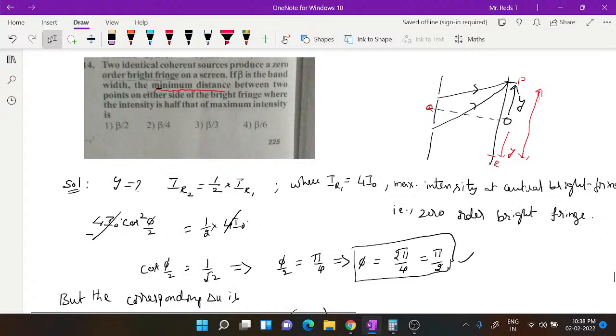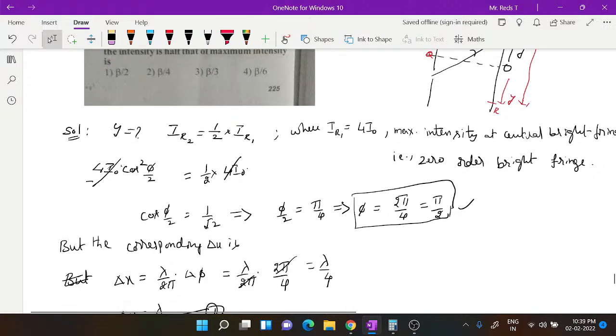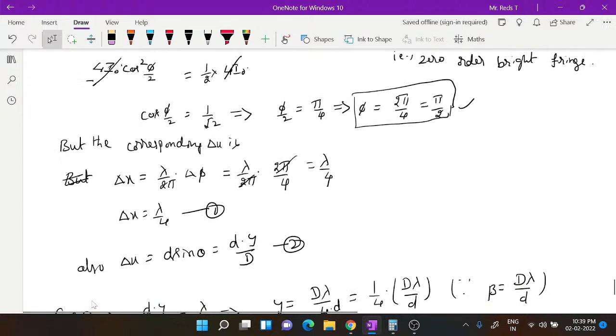Then the next point is you are asked to find the distance. So you have to consider a relation which has a distance term. Here we don't have any distance term, so for that purpose, let us consider the corresponding path difference. The relation between phase difference and path difference is delta phi is equal to 2 pi by lambda into delta x, or delta x is equal to lambda by 2 pi into delta phi. Here delta phi is 2 pi by 4, or pi by 2. So delta x is equal to lambda by 2 pi into 2 pi by 4. The 2 pi terms get cancelled, and you get lambda by 4 as the corresponding path difference to give that intensity. So delta x is equal to lambda by 4.